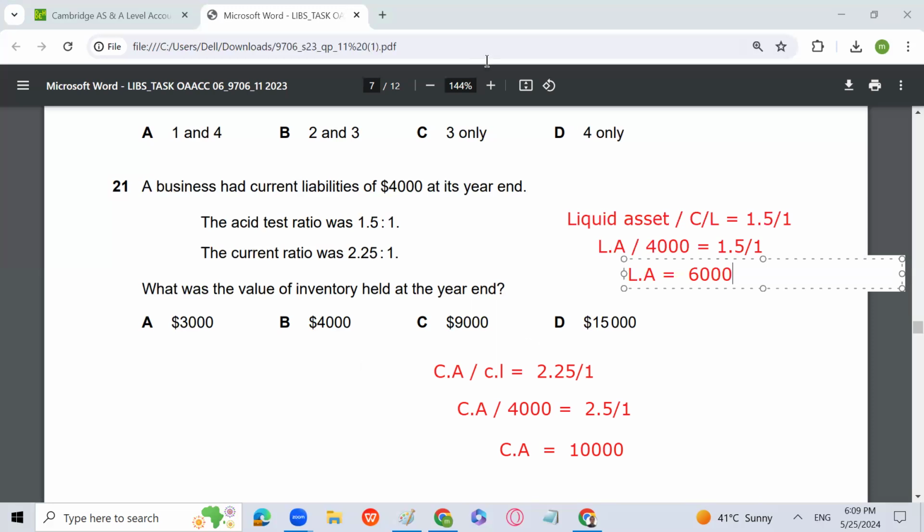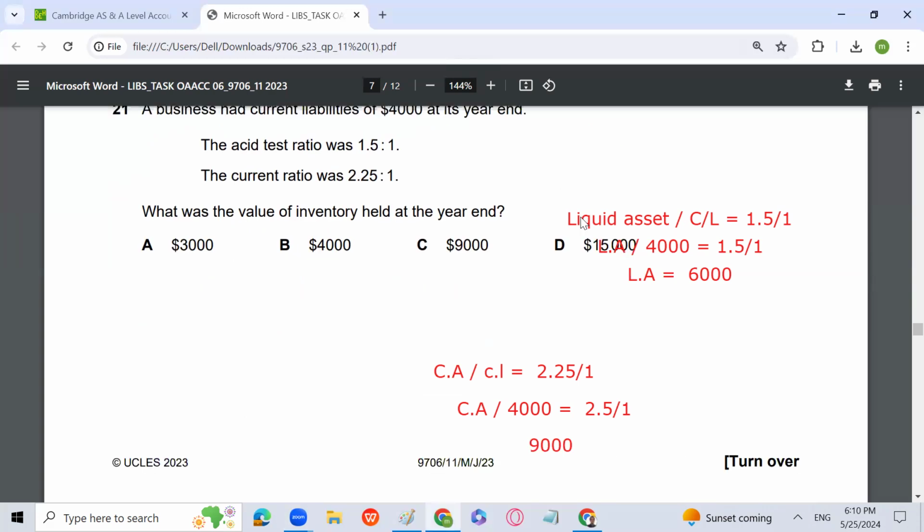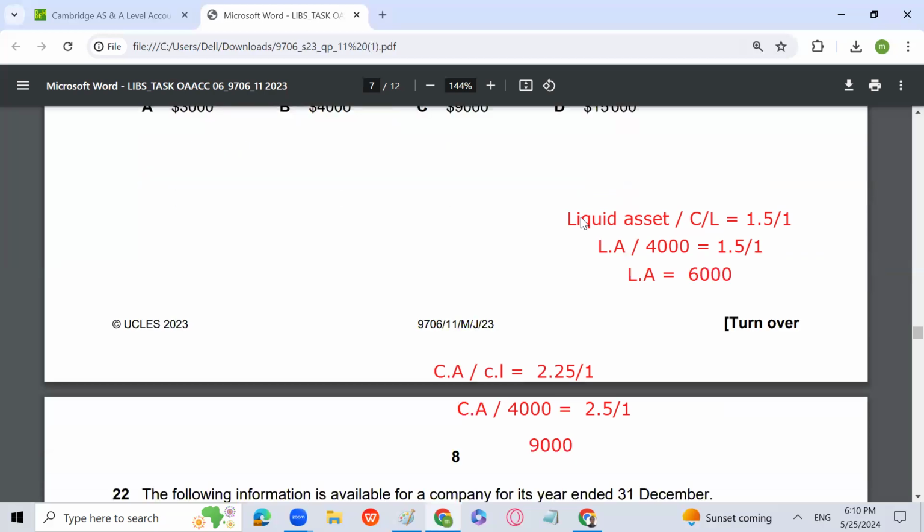So B is the answer. Current assets minus liquid assets, 10,000 minus 6,000. Sorry, 4,000 is not the answer because the current ratio is 2.25. So 2.25 multiplied by 4,000, what is the answer? That is 9,000. Okay, sorry. So 9,000 is going to be the current assets. So 9,000 minus 6,000, A is the answer. The inventory is going to be A, 3,000. 2.25 multiplied by 4,000 will be there.